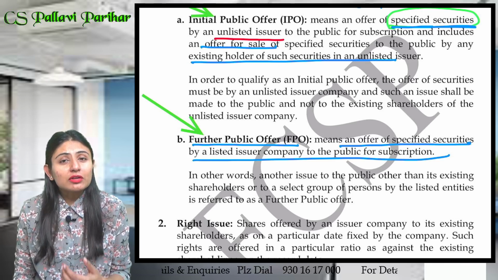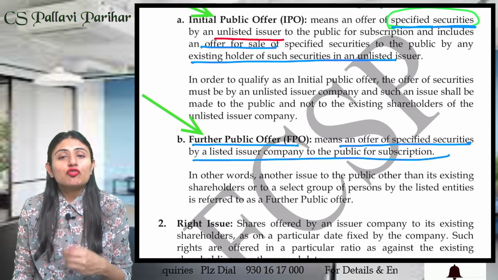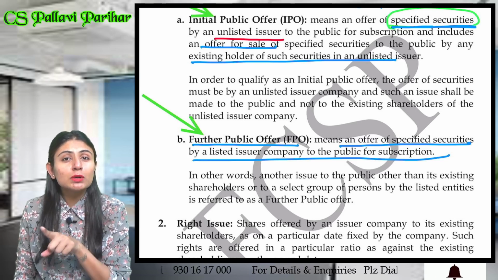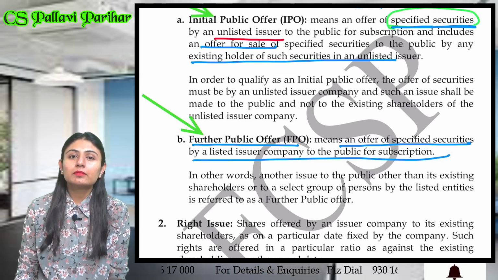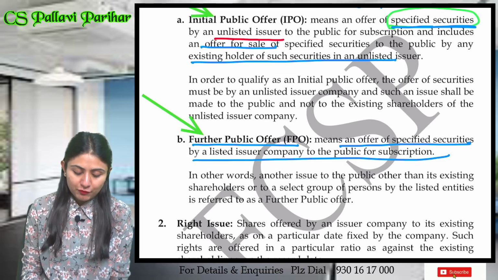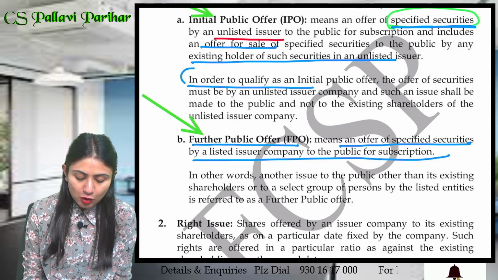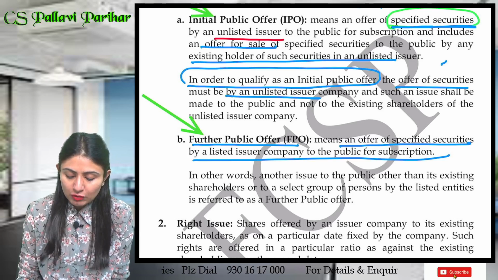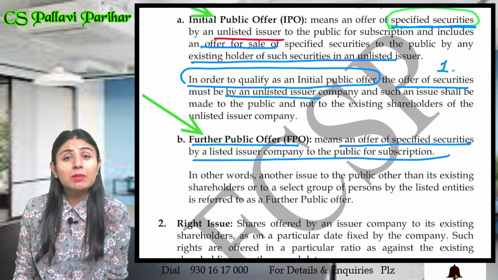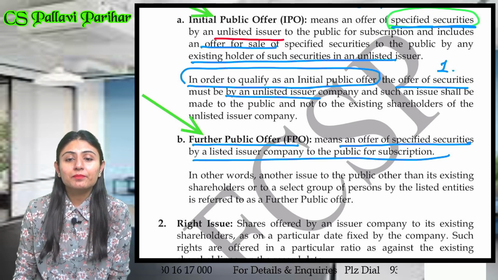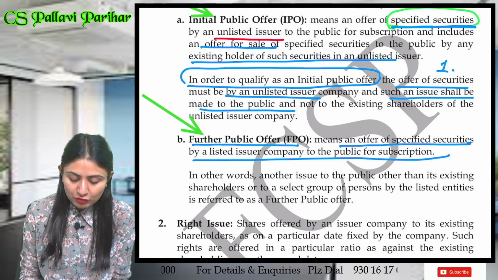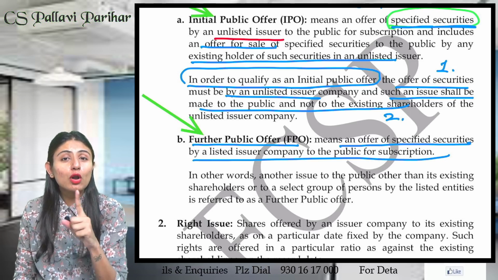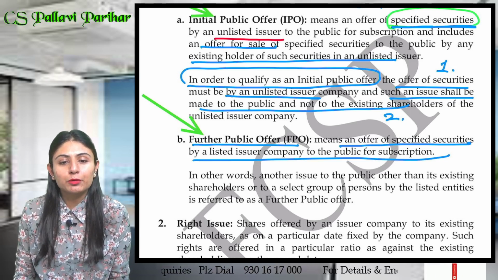And if it's the further or the subsequent issue of securities to the public for subscription by a company, an existing listed issuer, it is called an FPO. To be an IPO, two major conditions should be fulfilled. In order to qualify for an IPO, point number 1, the offer has to be by an unlisted issuer. And point number 2, the issue shall be made to the overall public and not to the existing shareholders. Then only it will be an IPO.